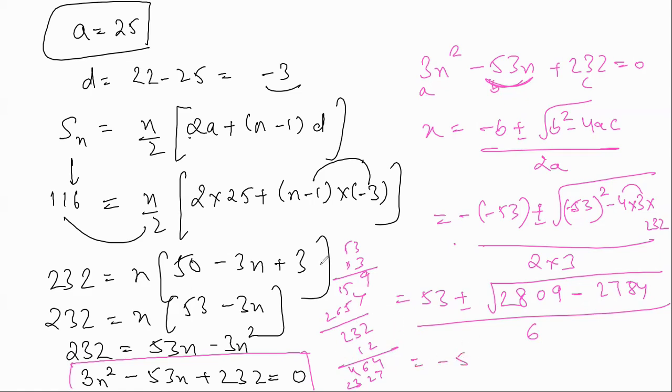So it will be, sorry, not minus 53. It will be 53 plus minus under root 2809 minus 2784. So it will be 25 over 6. So please understand, under root 25 is how much? Under root 25 is 5 by 6.